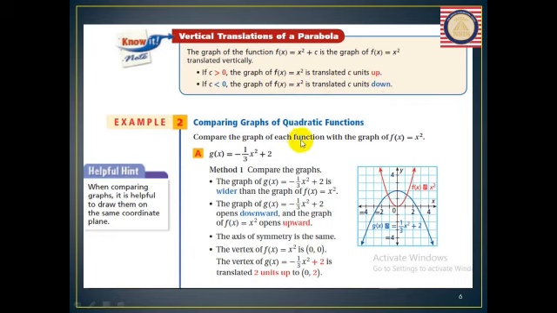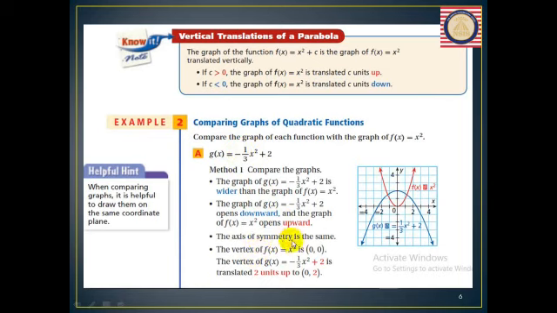Let's see here. Compare the graph of each function with the graph of f of x equal x power 2. Here I have negative a third, so its absolute value is smaller than 1, so it's wider than this one. Here I have plus 2, so it will be up in the y-axis. Very good. And take care, negative here for the coefficient of x power 2 means it opens downward.